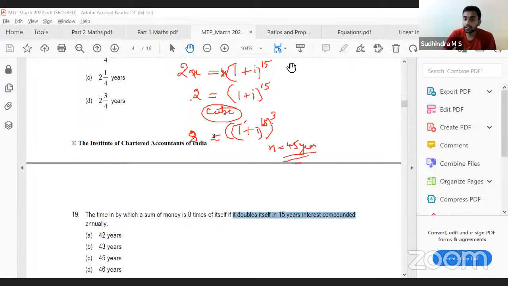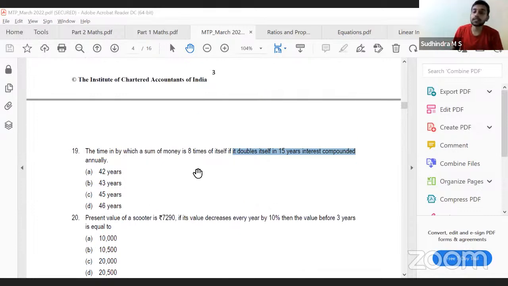Good. Next question. Present value of a scooter is 7290. If its value decreases every year by 10%, what then is the value before 3 years? Very simple. For this we need not use pen, pencil, etc. In the calculator itself we have to calculate just 3 steps. What are they saying? Value is decreasing 10% every year. Apply the depreciation concept.